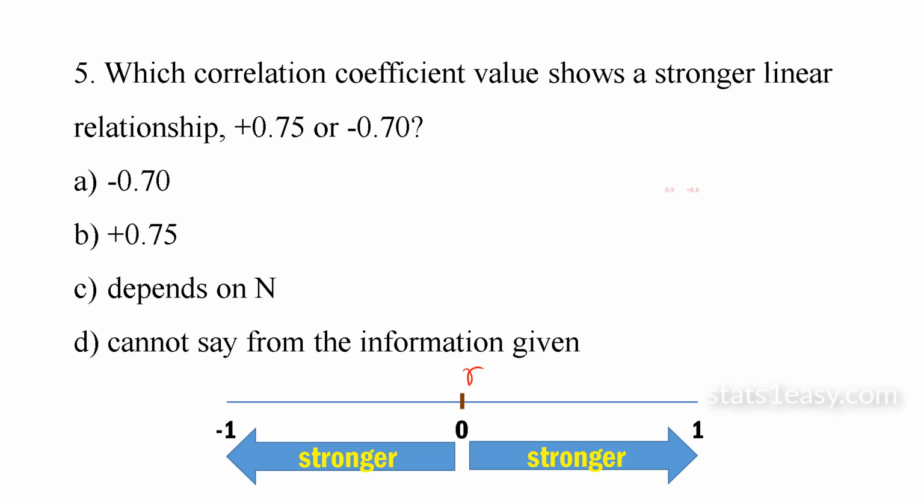So if we consider between -0.9 and 0.6, we can say that it will be stronger for -0.9 than for +0.6. It is the absolute value that we look at when we're talking about the strength of a correlation coefficient, and not the sign on the value. So the answer here is B.